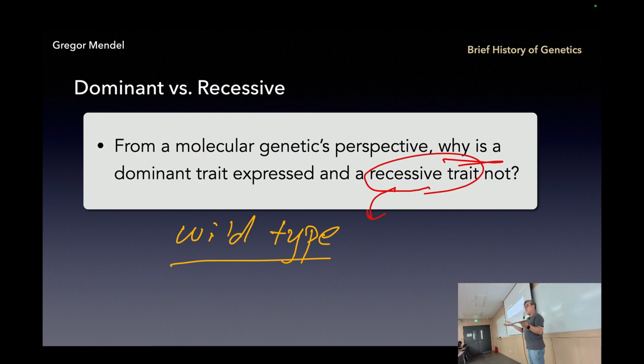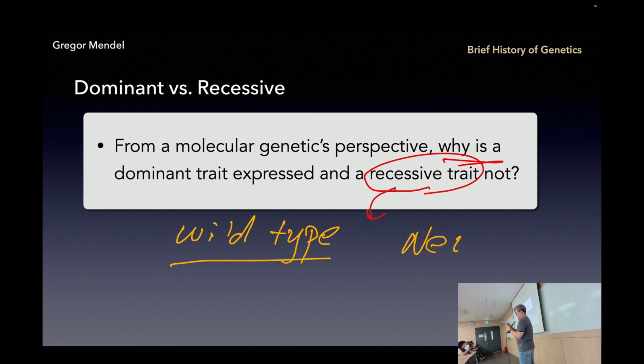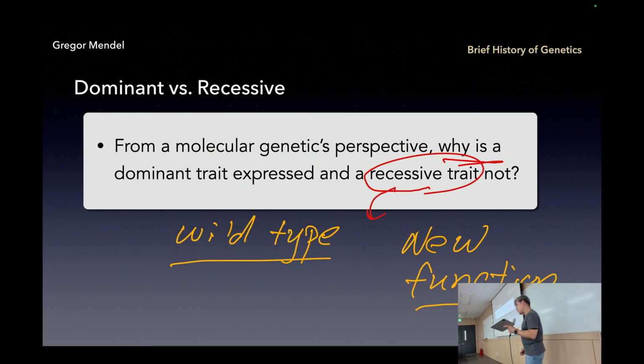So although rarer than recessive mutants, the reason why certain mutations behave as dominant is simply because they somehow obtained a new function. But that's not all. There is another way of creating a dominant mutation, which is, can you guess?